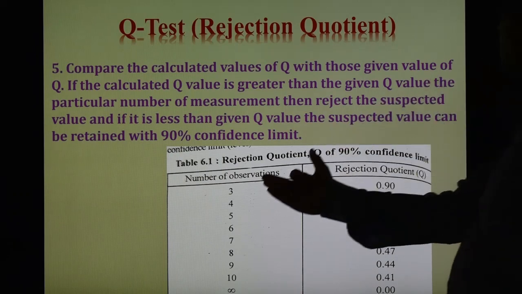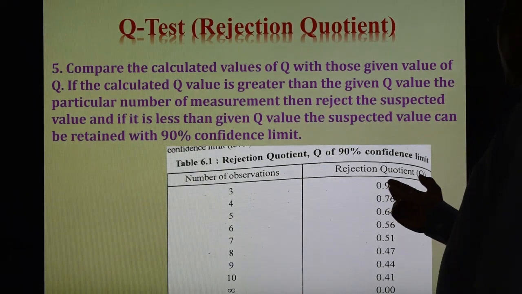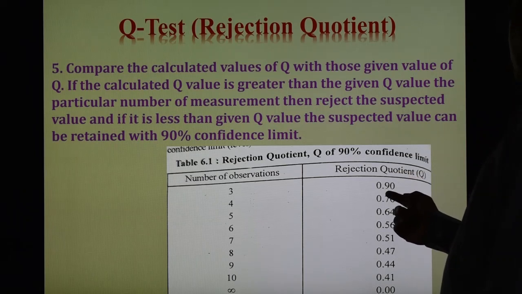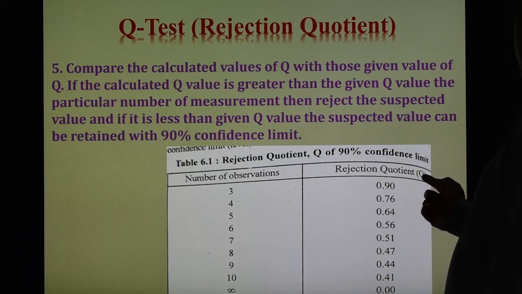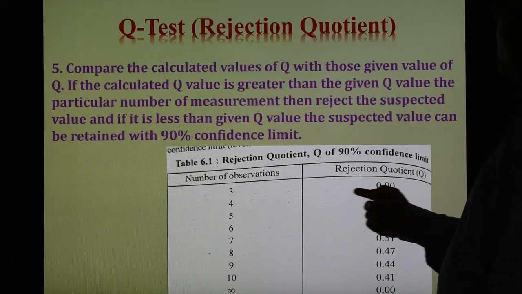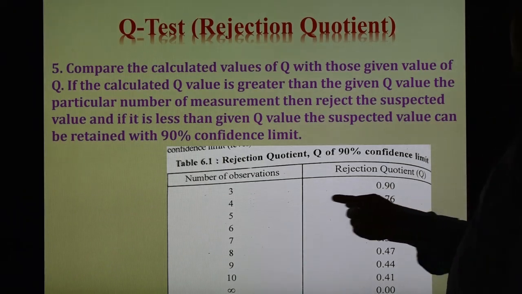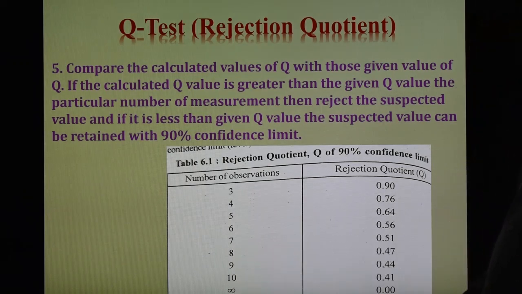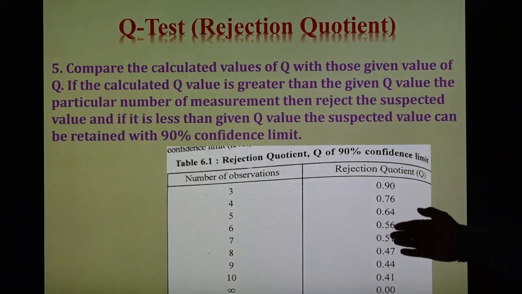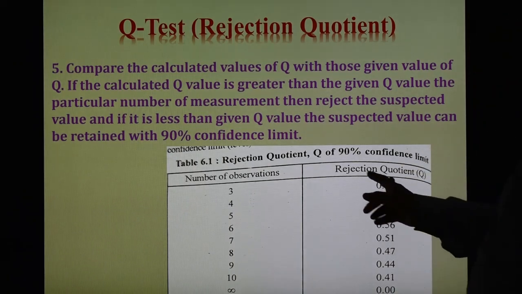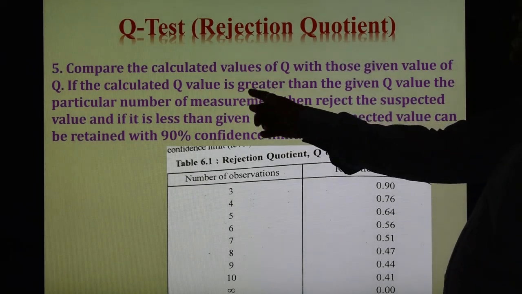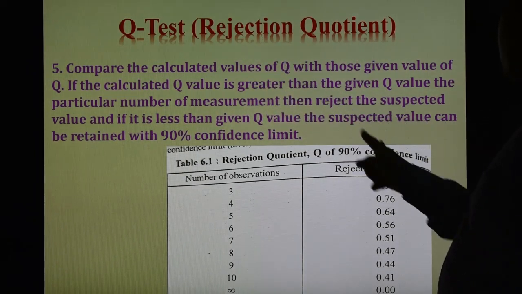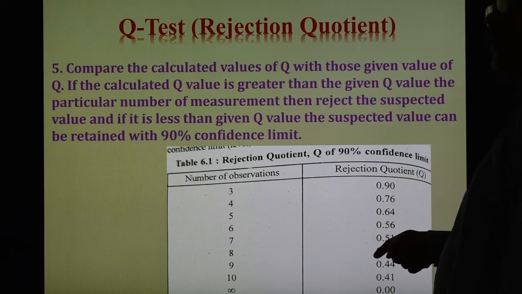For example, if there are 3 observations, the tabulated value for the rejection quotient Q at 90% is 0.94, for 4 observations 0.76, and for 5 observations 0.64. So these are the numbers of observations in the measurement, and these are the values of the rejection quotient. Step 5 is that we have to compare the calculated Q value with this tabulated value.